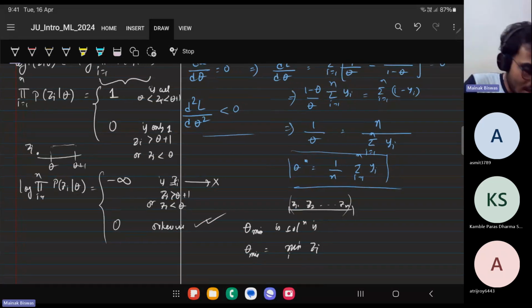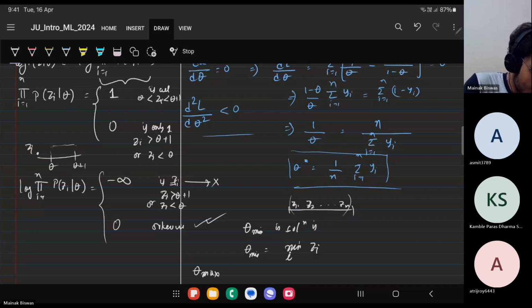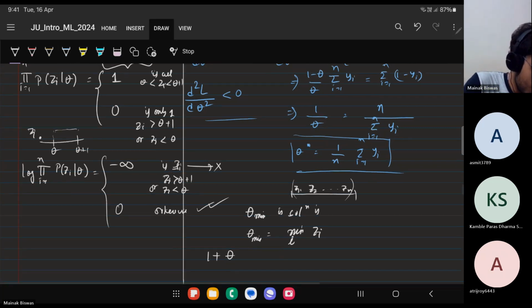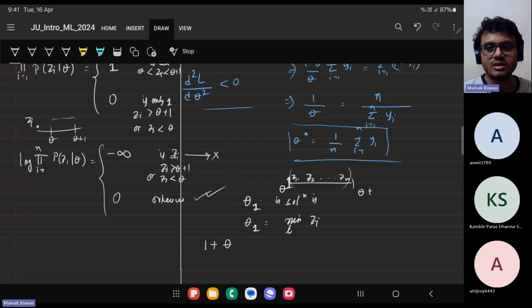If theta, similarly theta max, 1 plus... let's take 1 and 2. The minimum of Z1 if I take. Do you agree? If this is theta, all the Zi's have to be between theta and theta plus 1. The minimum is here.